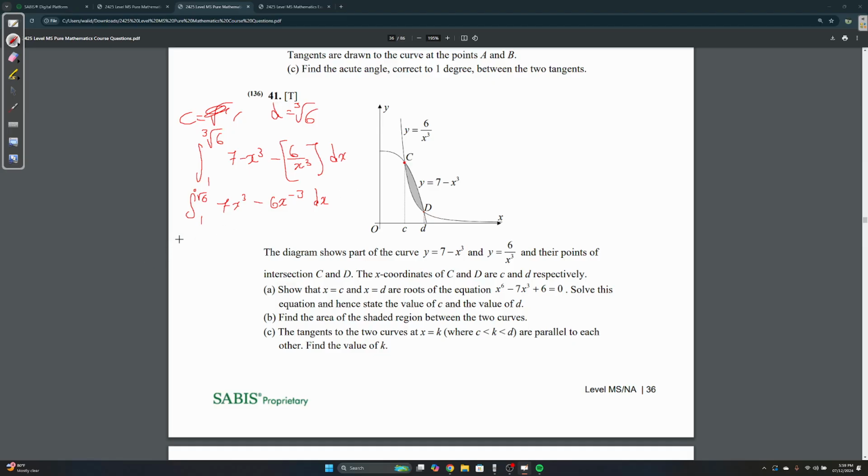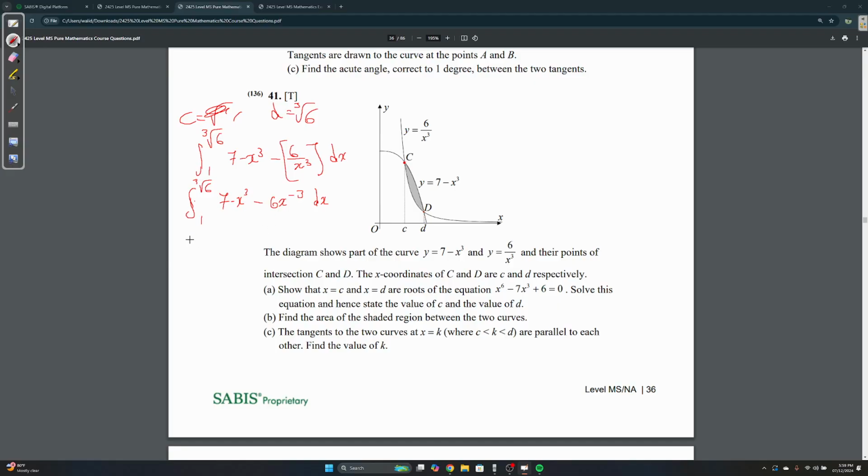Integral now, we're going to get 7 over 4 x to the power of 4. Let me erase. 7 over 4 x to the power of 4 minus 6 over minus 2 x to the power of minus 2. Wait, did I do something wrong? What am I doing? It was 7 minus... I don't know how it became 7x cubed. So the integral here from 1 to the cube root of 6 should be 7 minus x cubed. Sorry. 7 minus x cubed, minus 6x to the minus 3.